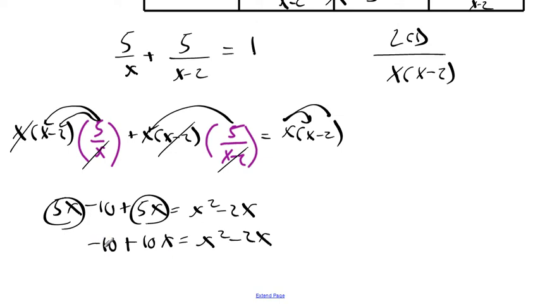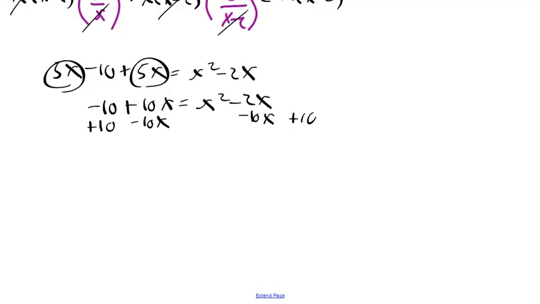Let's go ahead and move this 10 over here and move this 10x over here. So I'm going to subtract 10x from both sides. And then in the same line, I'm going to go ahead and add 10 to both sides. All right, doing all that, I get 0 equals x squared, -2x minus 10x is minus 12x plus 10.